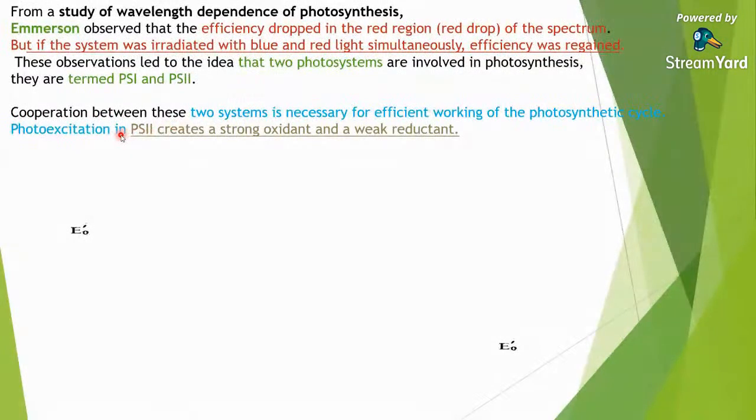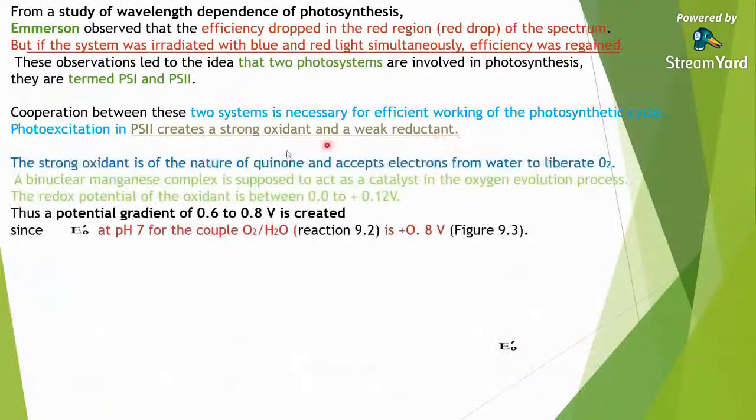That is, photoexcitation in PS2 creates a strong oxidant and a weak reductant. We have seen that PS2 has a redox potential of 0.8, so it is a strong oxidant and weak reductant. This strong oxidant is of the nature of quinone, which is why we say plastoquinone there. It accepts the electron from water to liberate O2. A binuclear manganese complex is supposed to act as a catalyst in the oxygen evolution process.